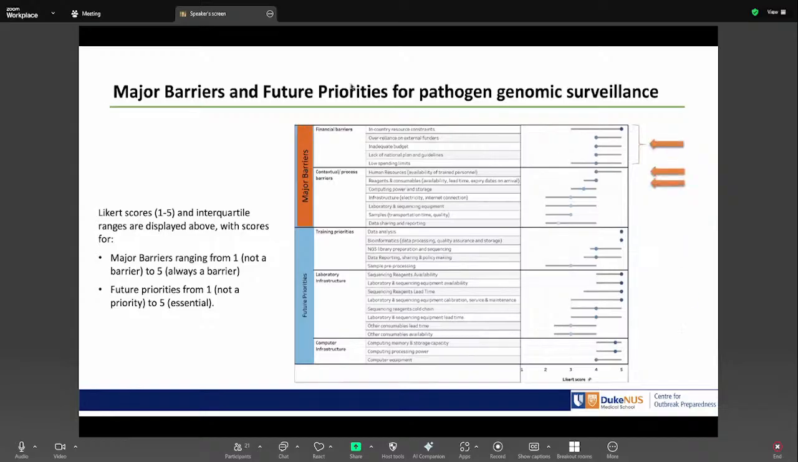Then we asked about major barriers, and again, finance is the key one, along with human resources. So lack of sustainable financing and lack of trained human resources. Not so surprisingly, when we asked about priorities, it was the inverse. They needed a lot of training, and they needed a lot of laboratory computing infrastructure.